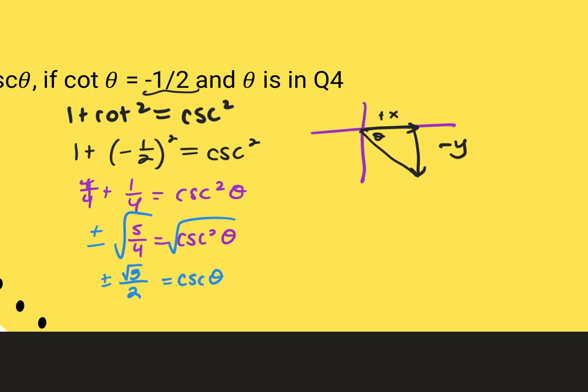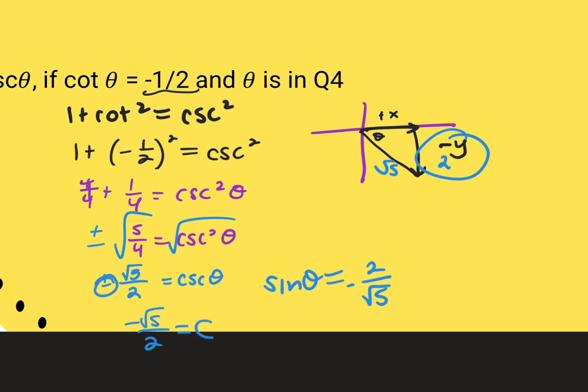If this was cosecant, then sine would be the reciprocal, which would be 2 over root 5. And on my triangle, that would be opposite, which would be the 2, and the root 5 would be the hypotenuse. That 2 has to be negative because the y or opposite side is negative. So now I know to pick the negative version of this, which would be negative root 5 over 2. But for the problem above, they're both negative.